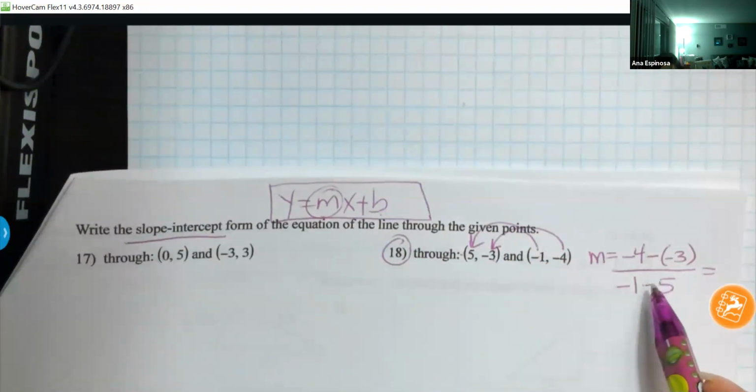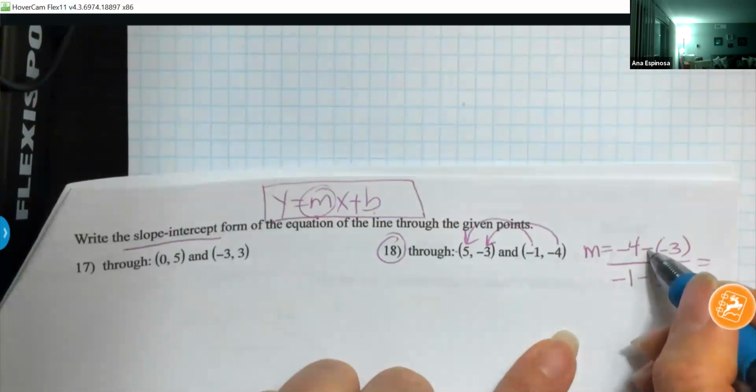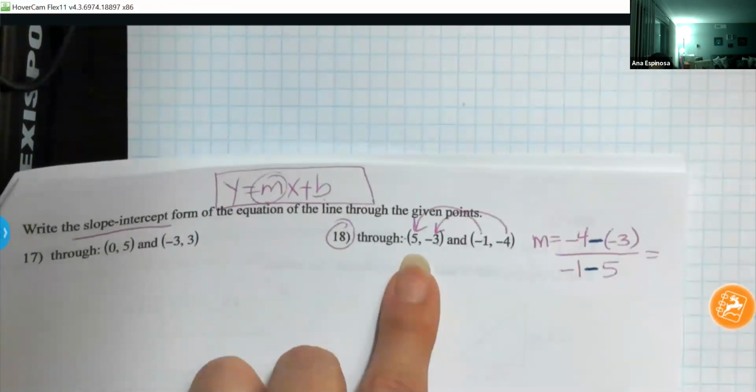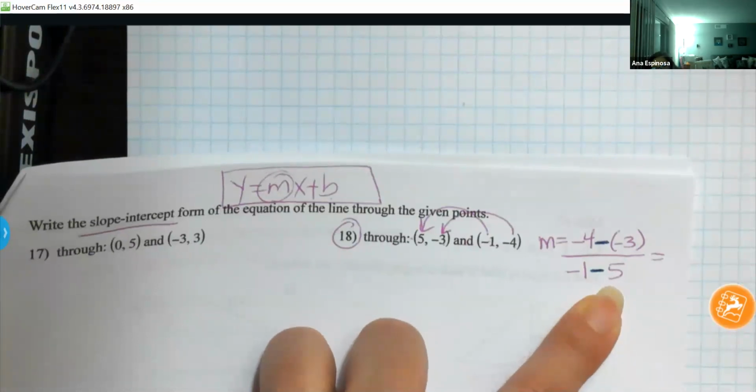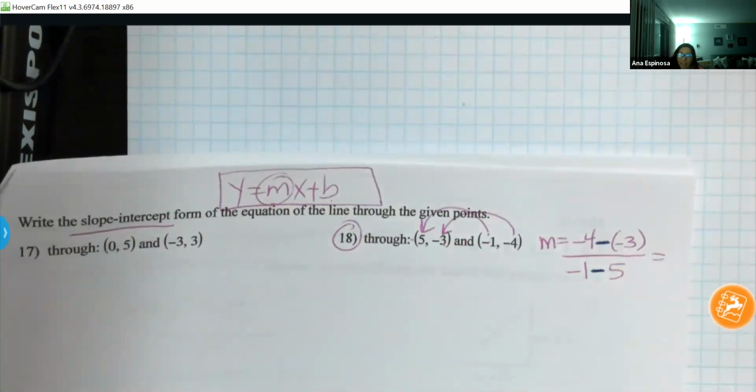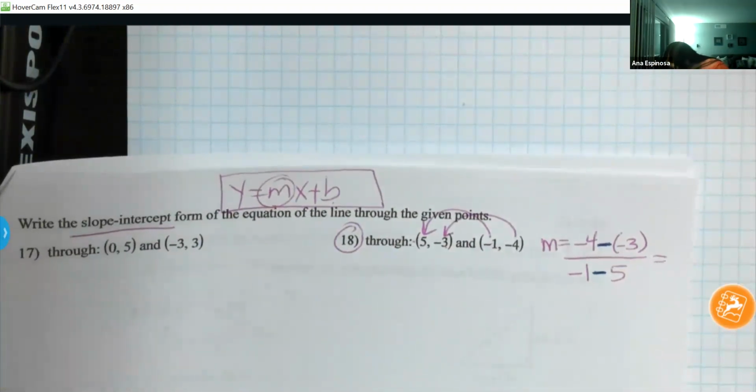Notice that the top one has a double negative because the formula contains a negative in the middle. And it just so happens that the 5 is positive, so I don't have to add or put anything. And this value over here is already a negative. So I have to put that double negative.